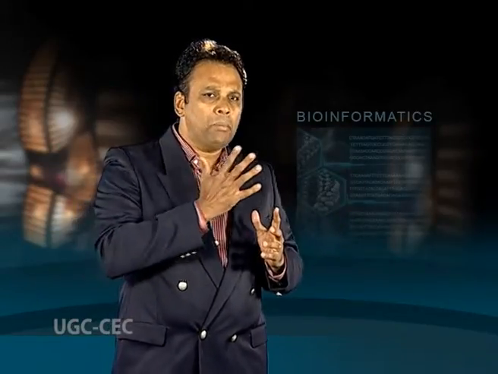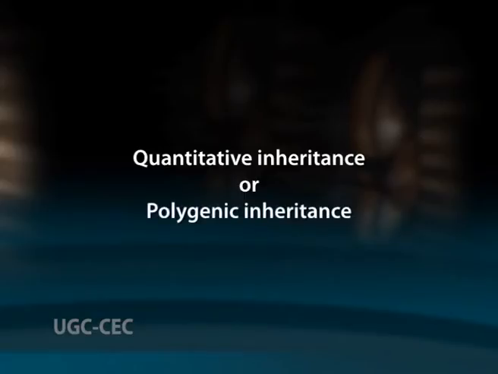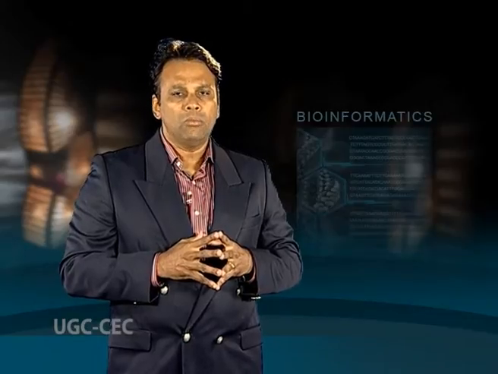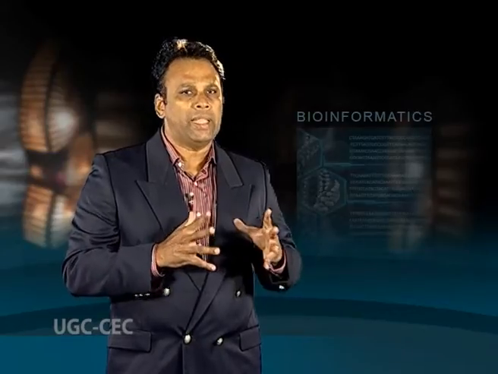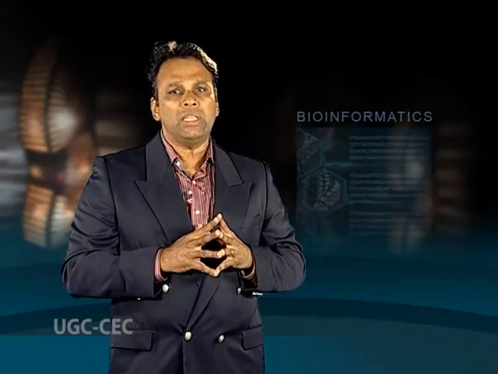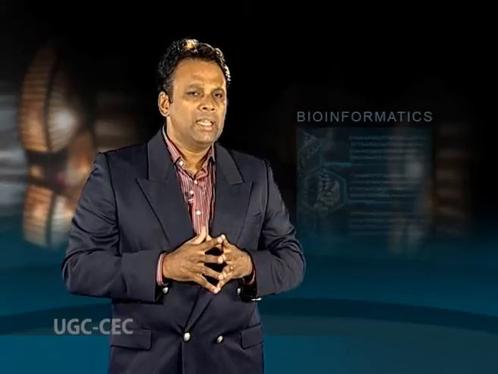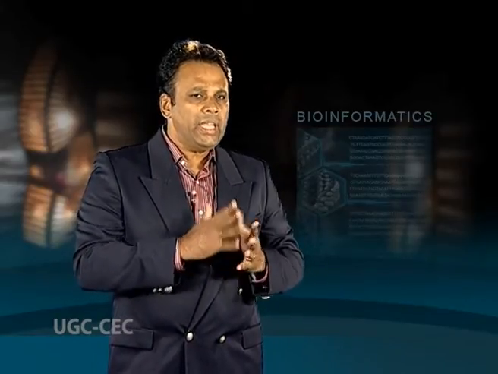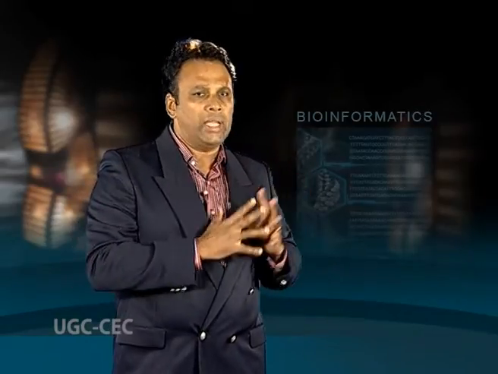These features are controlled by many genes and therefore categorized as quantitative inheritance or polygenic inheritance. In this type of inheritance, more than one pair of genes controls a single phenotypic trait. This phenotypic trait is called a multifactor or polygenic trait, and the inheritance pattern is called quantitative or polygenic inheritance. In this, the F1 individuals are usually intermediate between the two parents and are very similar to one another.